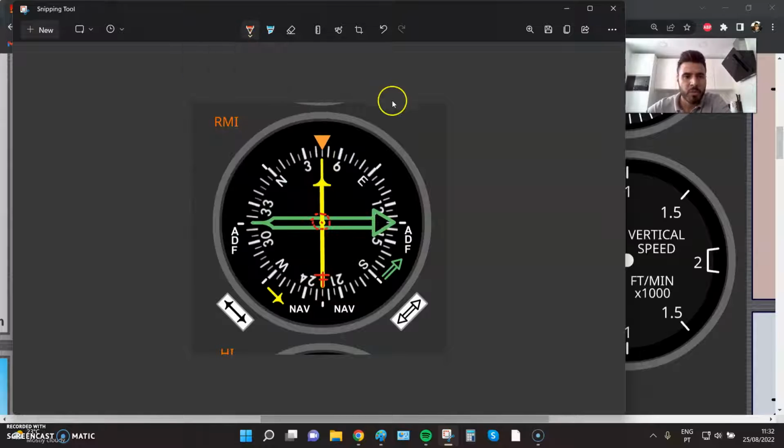Now, if you want the needle to move to the right, so you want QDM 090, you want to intercept this line of position towards the station. Okay, so what you need to do is just go left, intercept it, and follow it to the station. Now guys, this is really easier to do when you're in QDM. Why? Let me show you something.